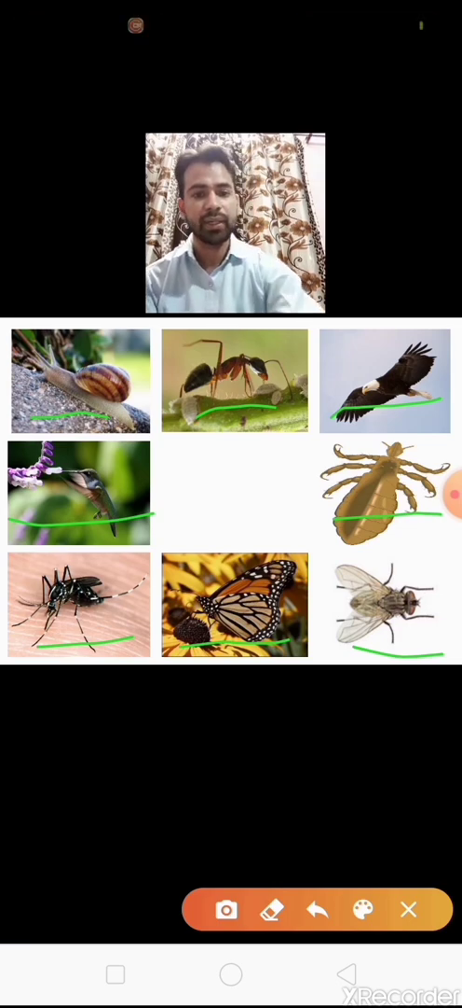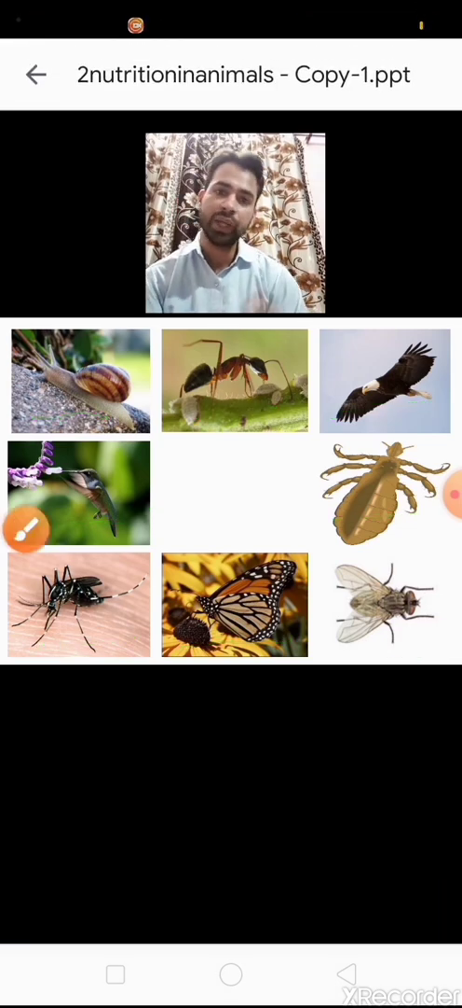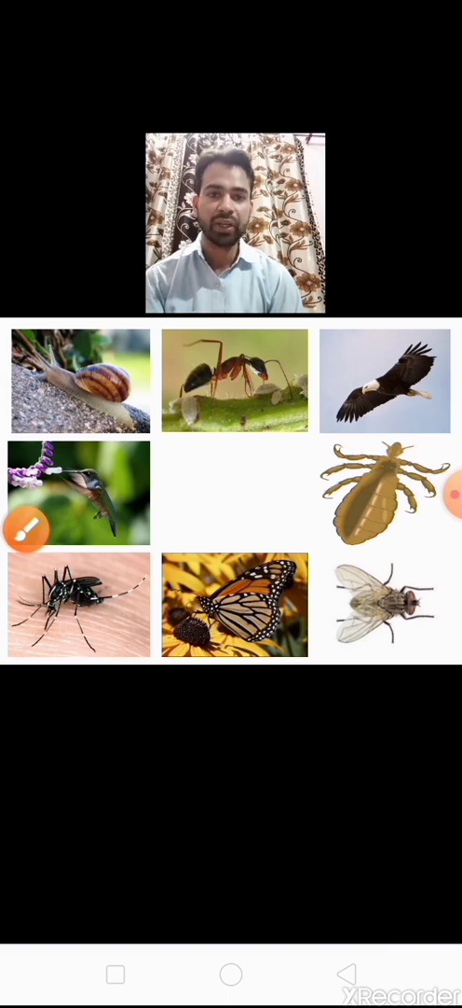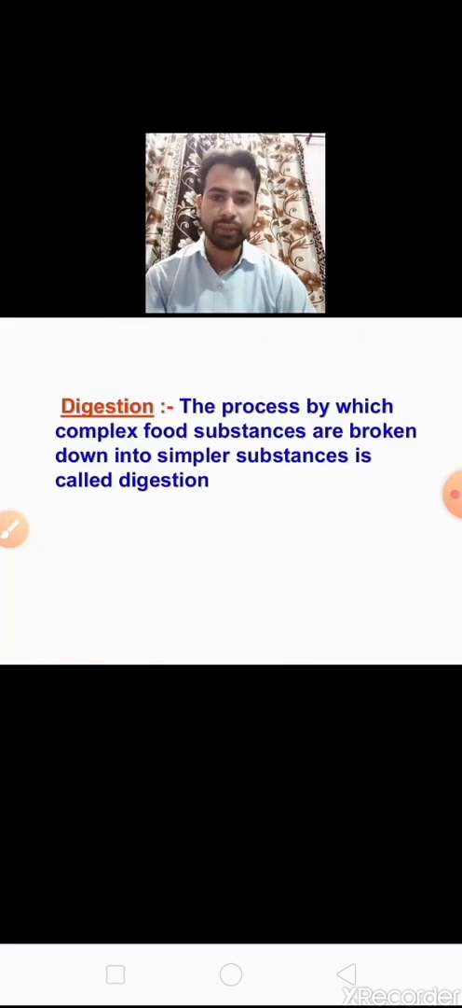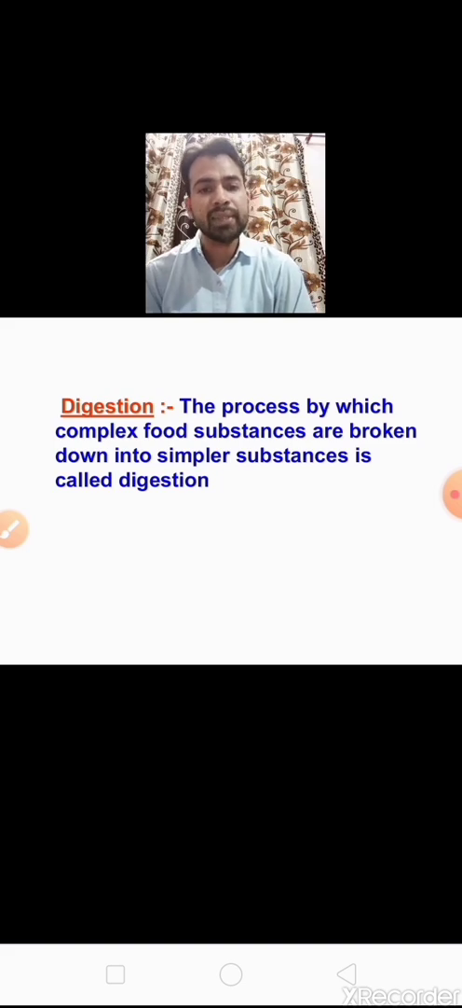Okay, clear? Ingestion, that is to take food inside the body of the organism. Now number two step of animal nutrition is digestion. Digestion, that is the process by which complex food substances are broken down into simpler substances is called digestion.